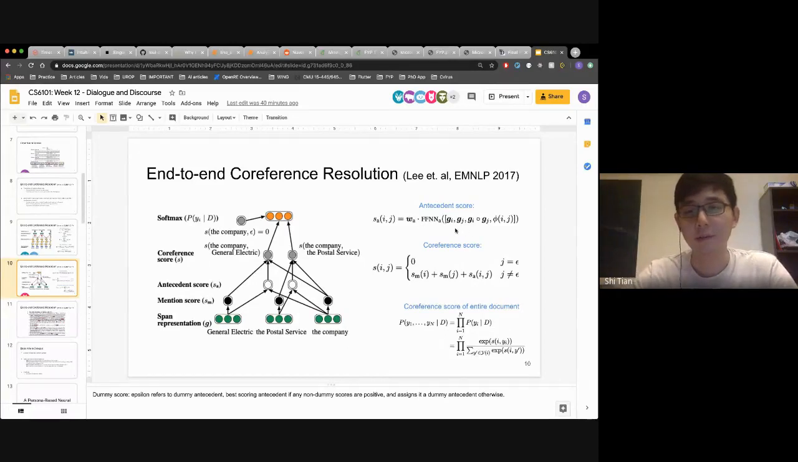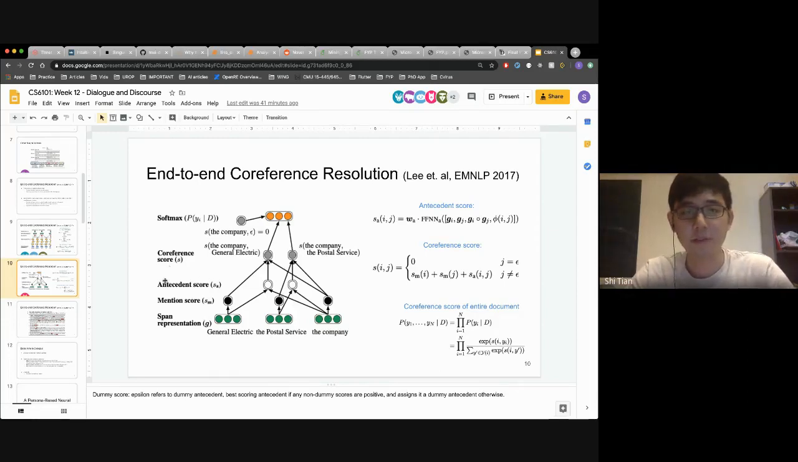After you calculate the antecedent score between the two mentions, then you will calculate the coreference score. The coreference score is going to be the scoring of mention i and mention j, and whether one of them is the antecedent of the other. And then I think this epsilon here is representative of the dummy mention that I mentioned before in mention ranking. So if this coreference score becomes a negative value, then in the later stages you'll just link it to the dummy mention. And then at the very top it's a softmax, a probability distribution over all the links within the document. I think it's within the document.